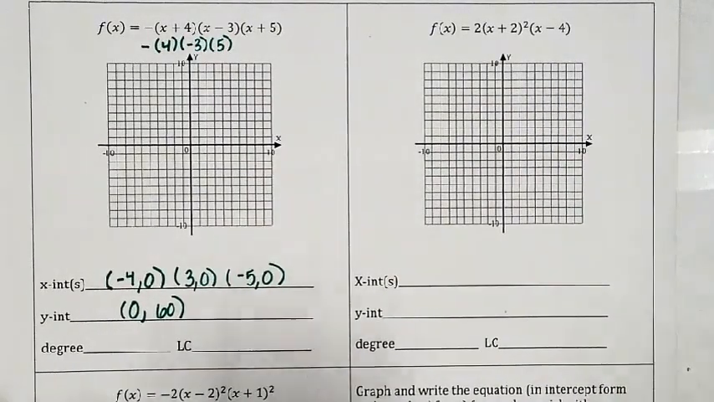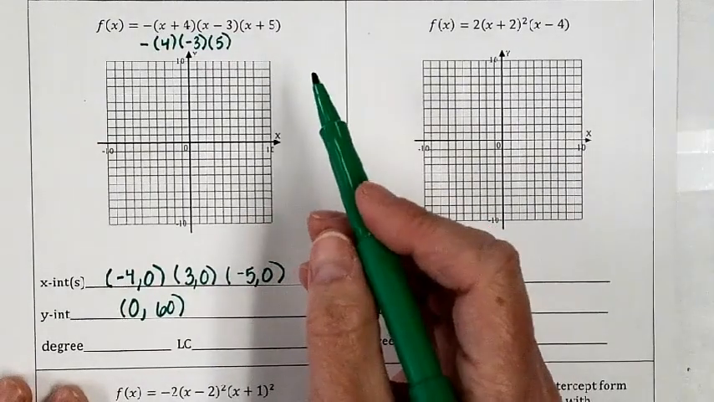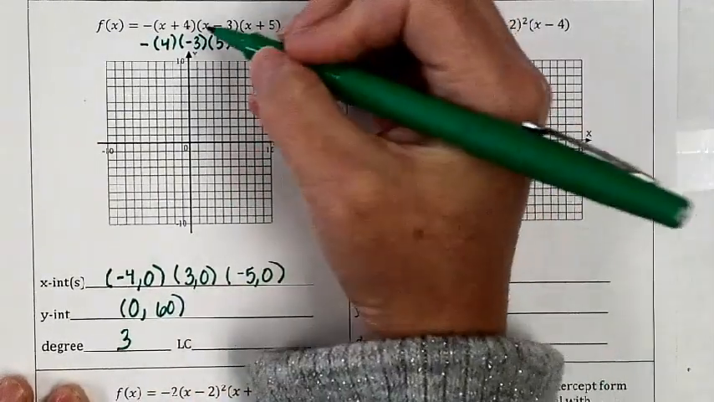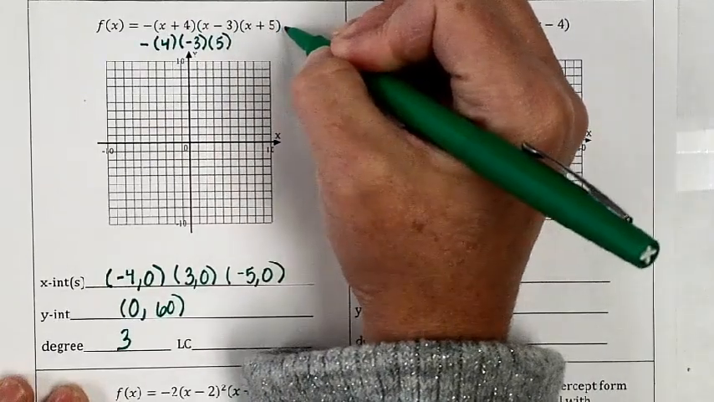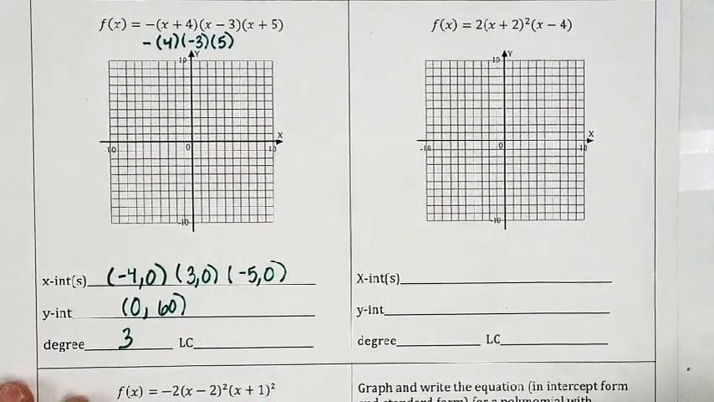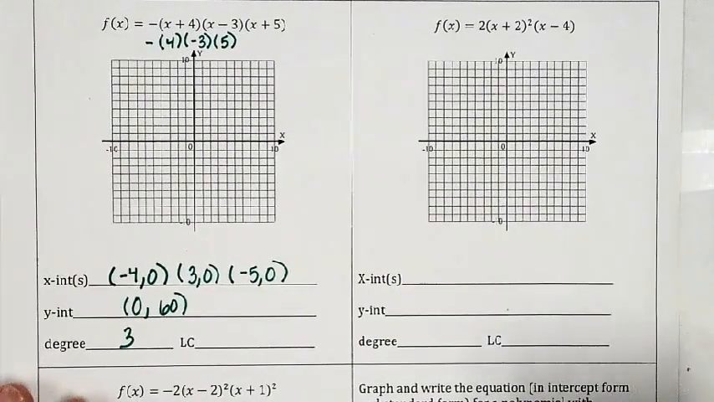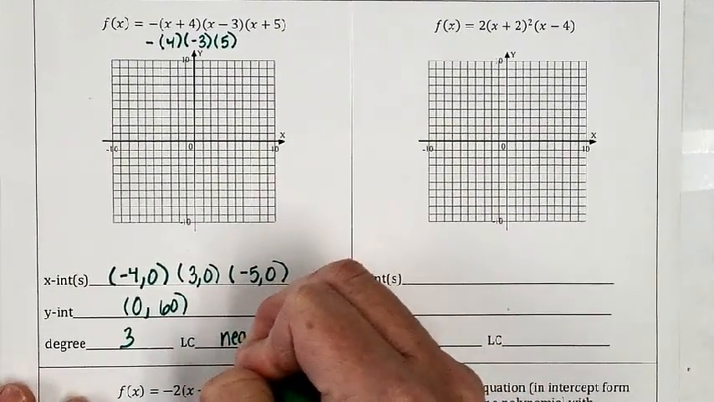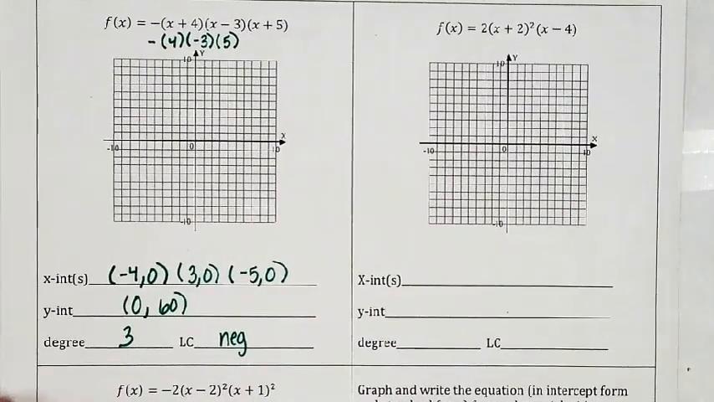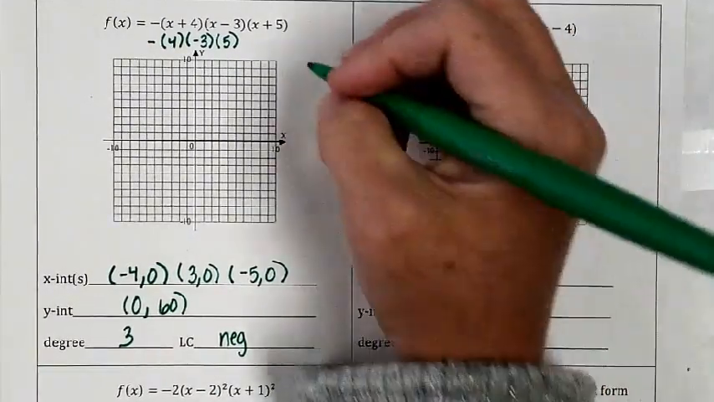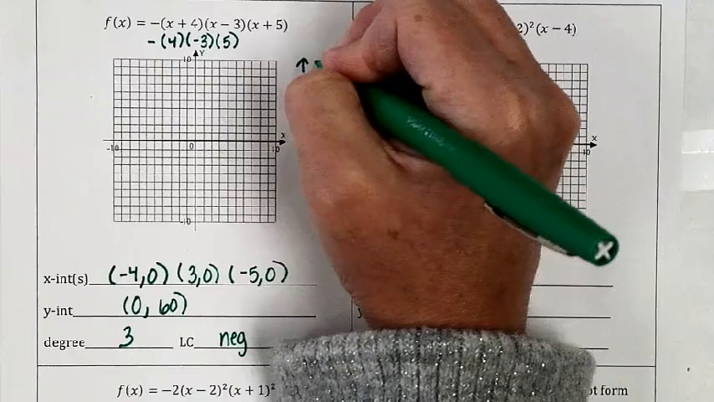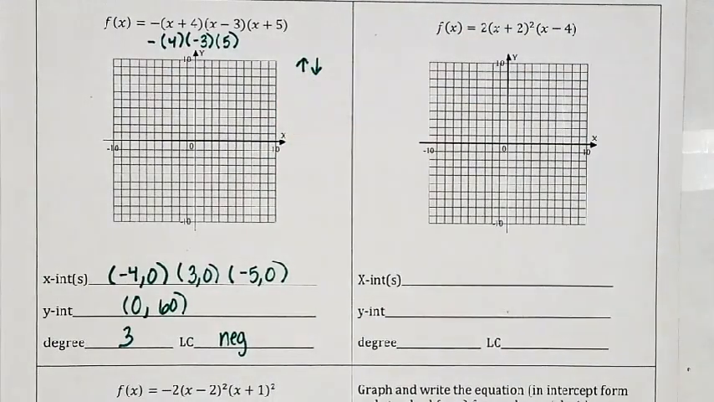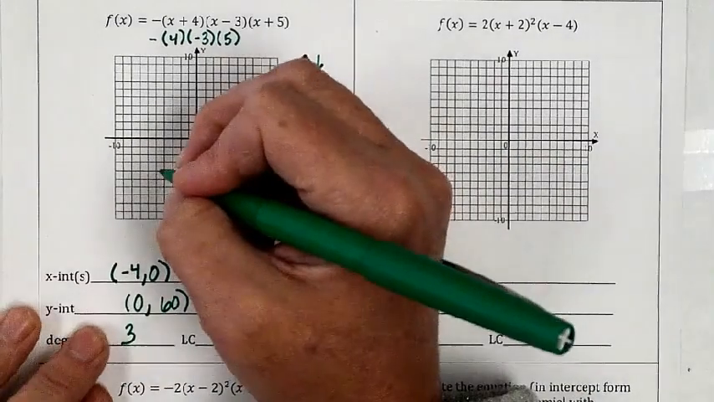Alright, the degree. What would the degree of this polynomial be? 3. Yeah, the exponents are 1, 1, and 1. Leading coefficient, is it positive or negative? Negative. Alright, so if my degree is 3 and my leading coefficient is negative, your end behavior is going to be up and then down. So if my degree is 3, I know that I need 2 turns. So let's plot these x-intercepts.